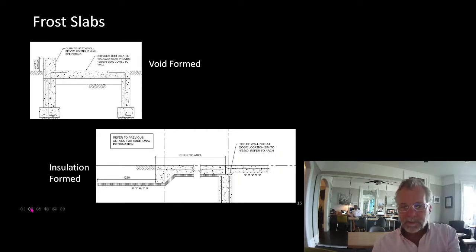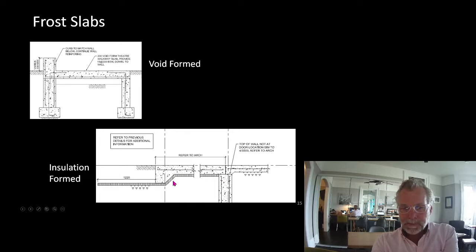Here are some examples of frost slabs. This first one is the one I described before. It's void formed. So walls that go down below the level of frost penetration, and then an airspace underneath the grade. This is the most robust way to build a frost slab, but it is not the only way to build a frost slab. This example down below here, we have insulation under the slab rather than a void space.